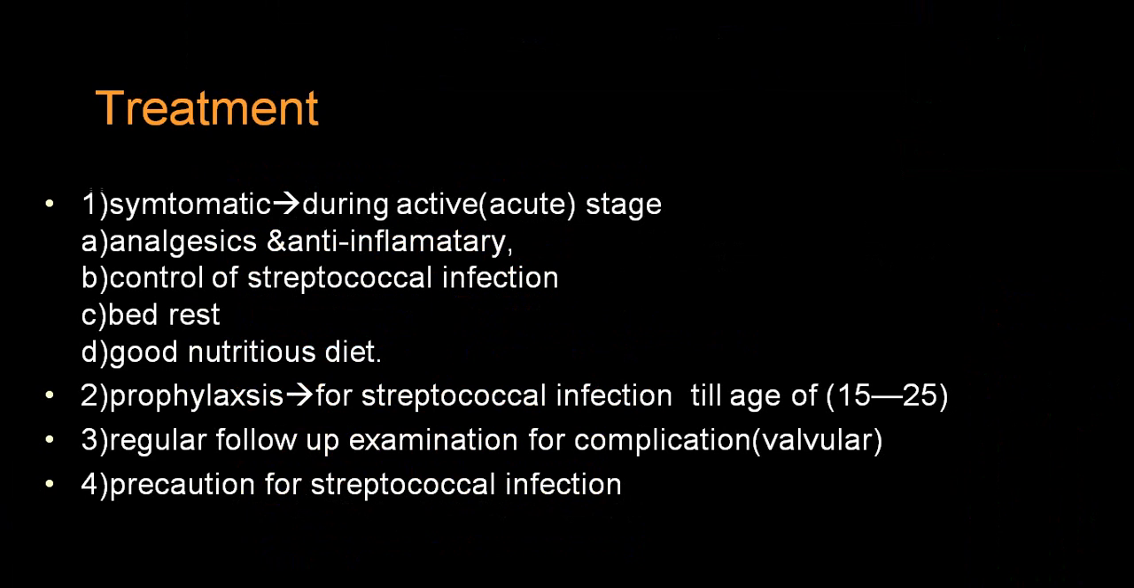If there is clinical evidence of a streptococcal infection, you will have to give antibiotics, absolute bed rest, and a good nutritious diet. For prevention of recurrent streptococcal infection, and also for prevention of infective endocarditis, you will have to give prophylactic antibiotic every 21 days, that is Penidure, and regular follow-up examination for complications like chronic rheumatic valvular heart disease should be done at a regular interval.